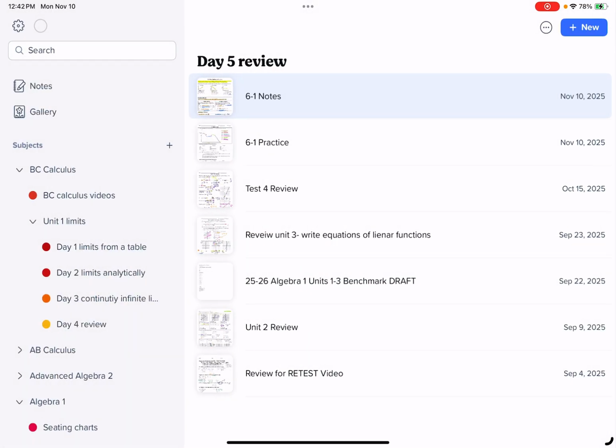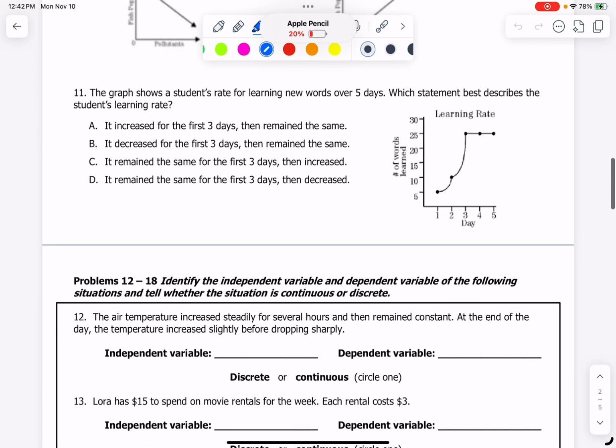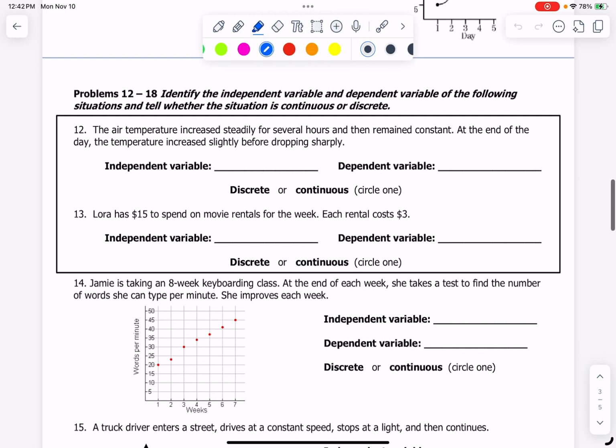Okay, so let's look at a couple of examples of this. Number 12 over here on our notes. It says the air temperature increases steadily for several hours and then remains constant. At the end of the day, the temperature increased slightly before dropping sharply. So we're looking at number 12 here. And I need to decide what's my independent variable. So I've got two things that are happening. There's the temperature that's changing, and we're looking at a number of hours.